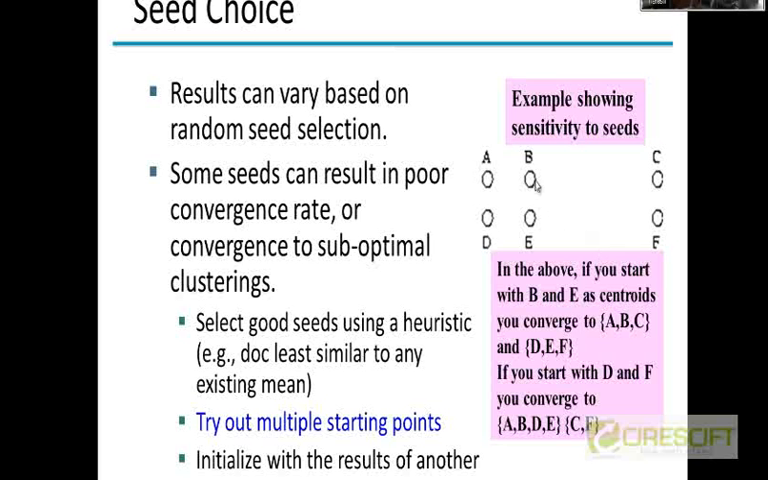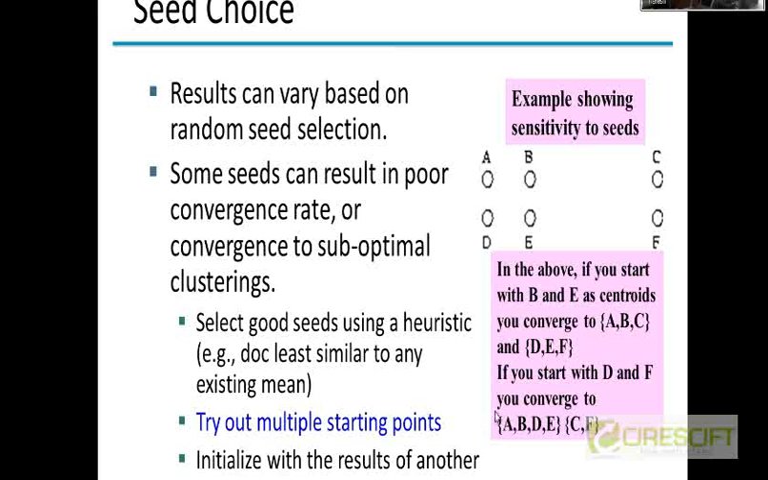But suppose you had started in a different way. Let's say you had assigned this to be the red seed and this one to be the blue seed. Then your clusters would have been this the red cluster when you converge, and this the blue cluster.